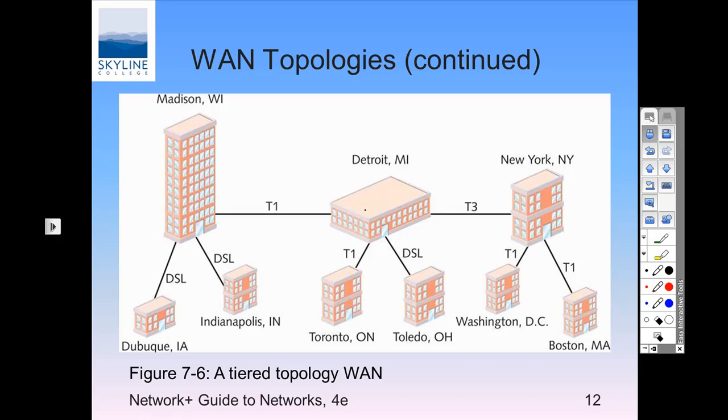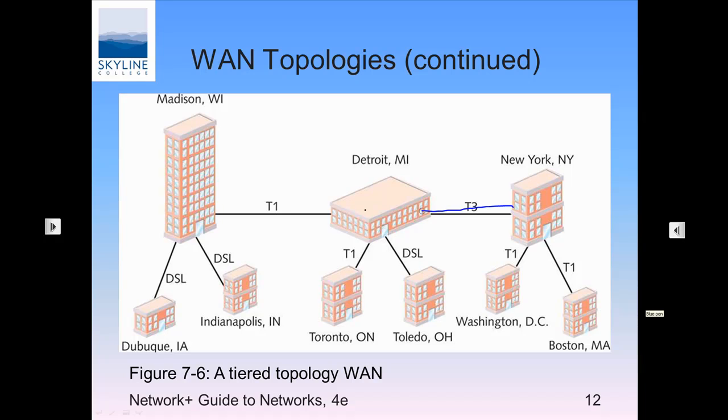WAN topologies are tiered. This is kind of like multiples, isn't it? Is it kind of like one of those backbones? We have a backbone connection here going across these guys, but we don't have any redundancy between these, do we? And then we have a star arrangement with everybody else. That's like a hybrid, or they call it a tiered topology, as we look at these things.